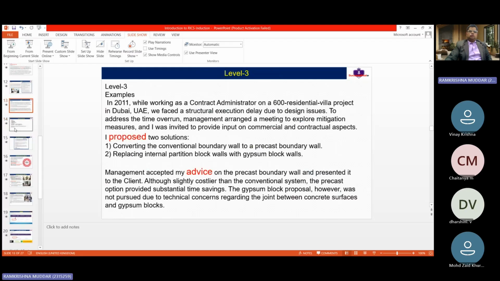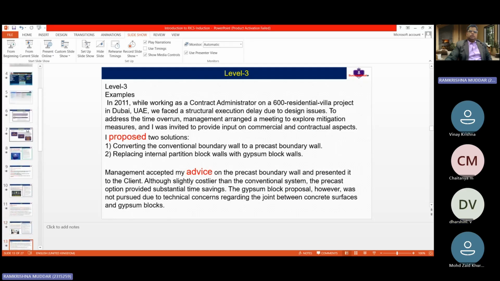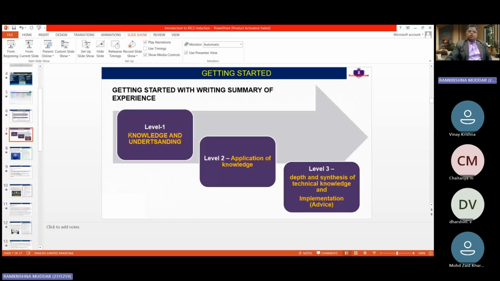What you have to do, Darshini, as we said, level one is how we have gained the knowledge. Did you get how we have gained the knowledge, from where we have got the knowledge? Correct. Now the second one, when we are writing level 2, is applied. How we have applied this knowledge? We took the example of it.